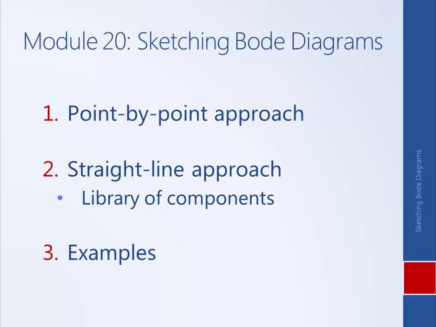One approach is a point-by-point approach, and the second approach is an asymptotic approximation, where we approximate the Bode diagram of complex systems from a library of Bode diagrams of components that we've memorized. We'll then conclude with a few examples.